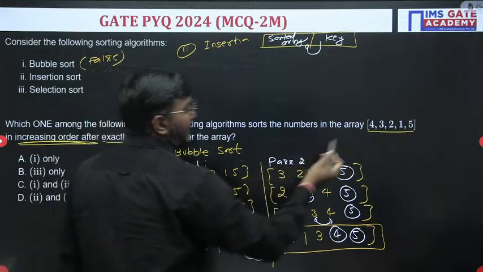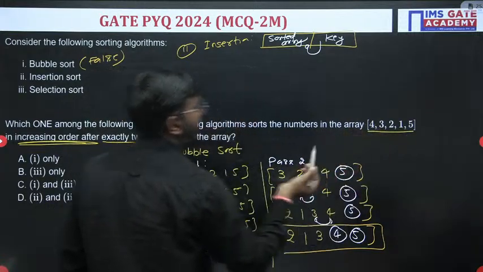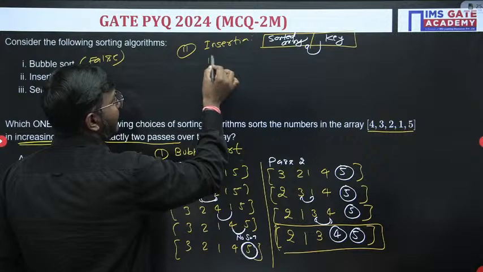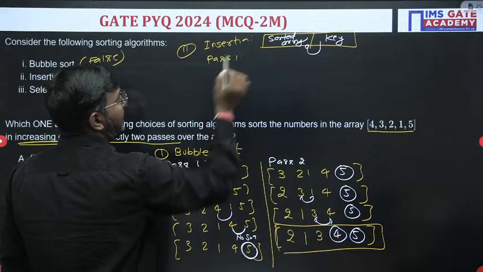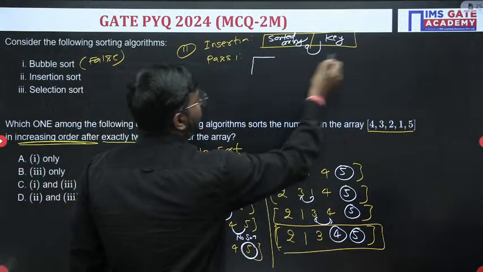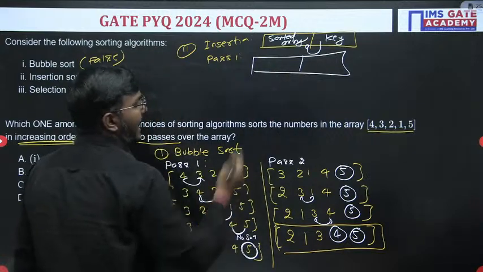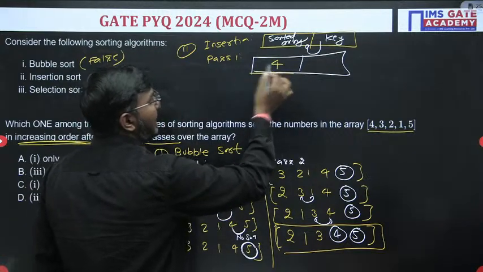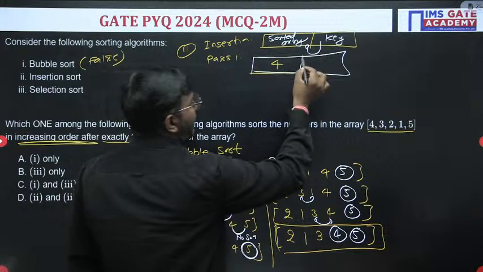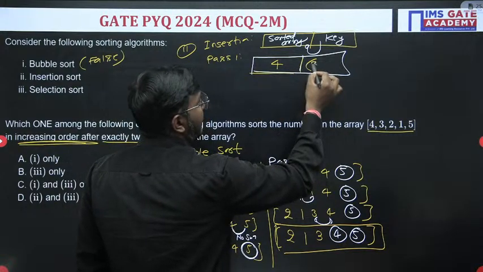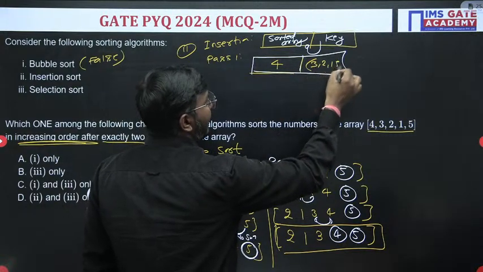So now the array elements are 4, 3, 2, 1, 5. Let's take the first pass. Pass 1. Let's assume in the sorted array I have the element 4. A single element will always be in the sorted array. Now the set of keys are the remaining elements 3, 2, 1 and 5.